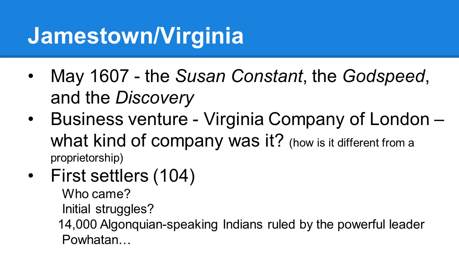Now, the first settlers, there were 104 of them. Of course, they were all males in the beginning. They didn't want families. They wanted to make sure that it was safe. They were also usually not first sons.